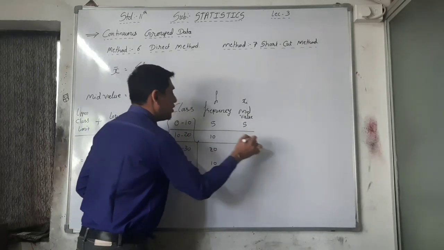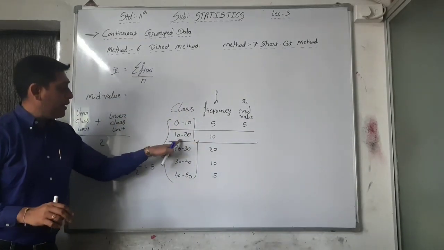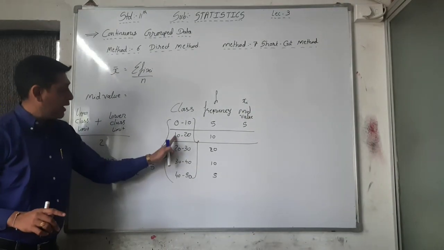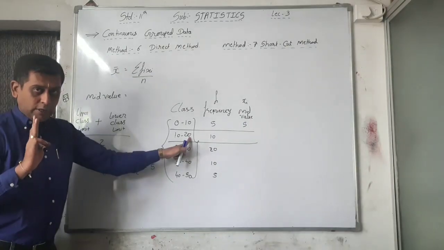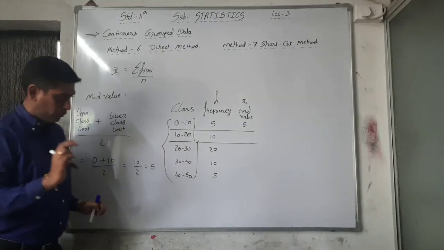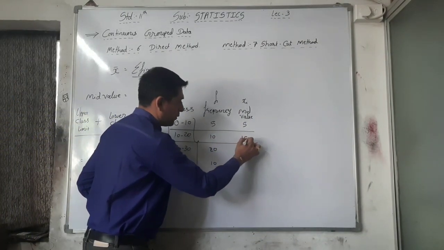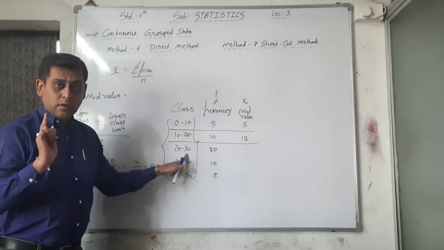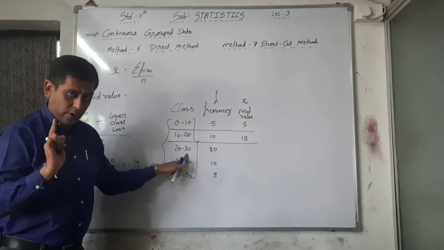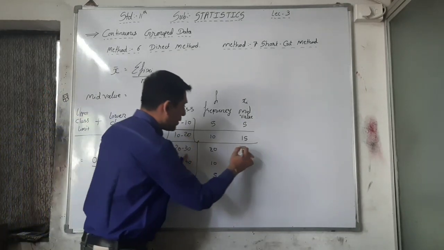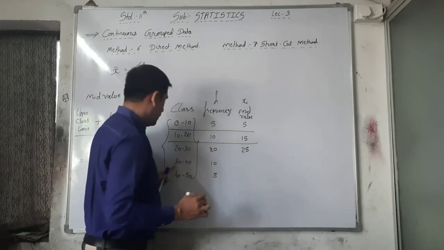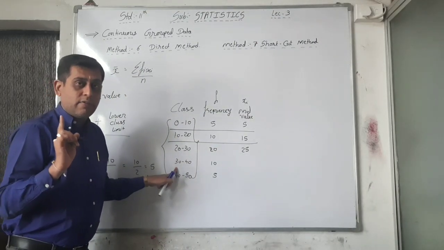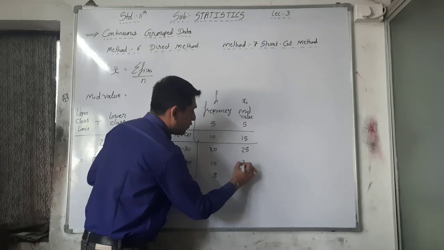Now see, for this class again the same: 10 plus 20, that is lower plus upper, 30, 30 divided by 2, that is 15. Again 20 plus 30, that is 50, 50 divided by 2, that means 25. Then 30 plus 40, 70, 70 divided by 2, 35.